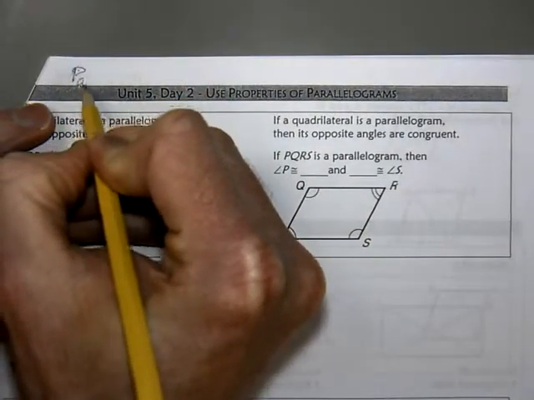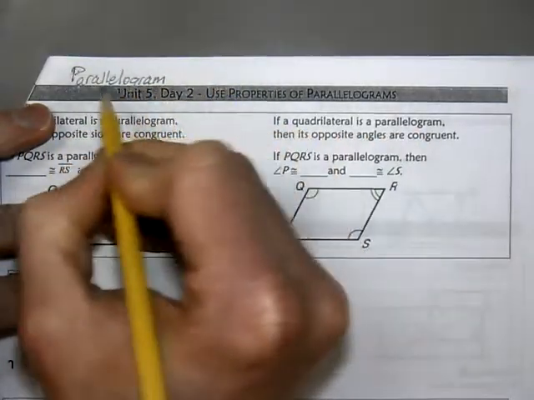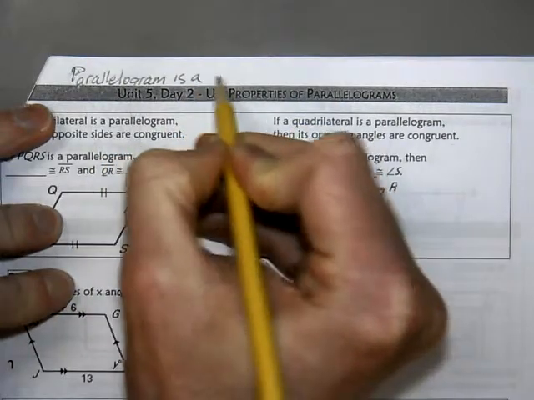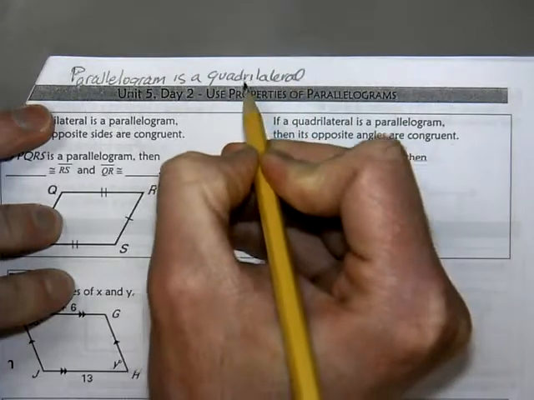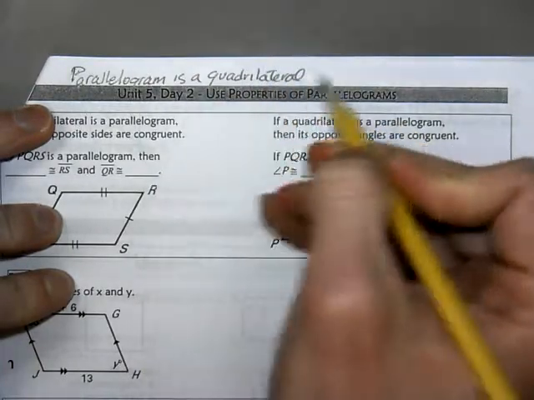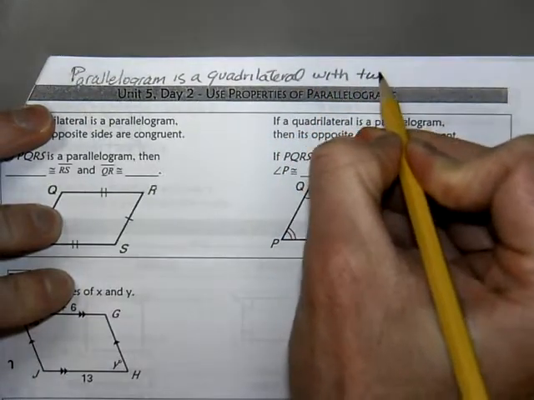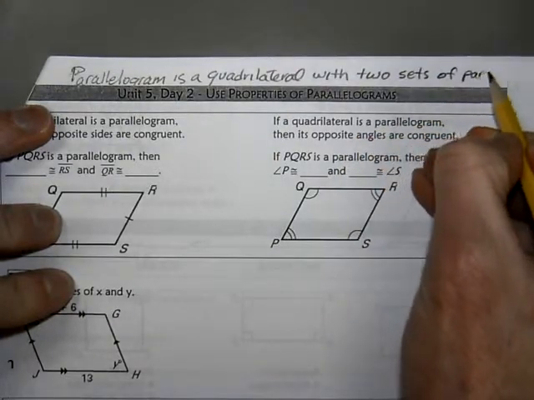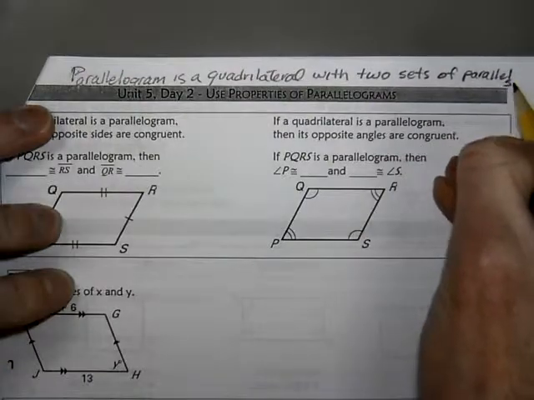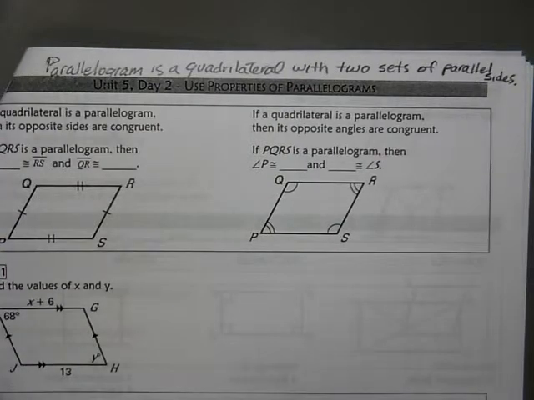So up on top here, we have parallelogram. A parallelogram is a quadrilateral with two sets of parallel sides. So when we talk about what a parallelogram is, that's all that we can refer back to.